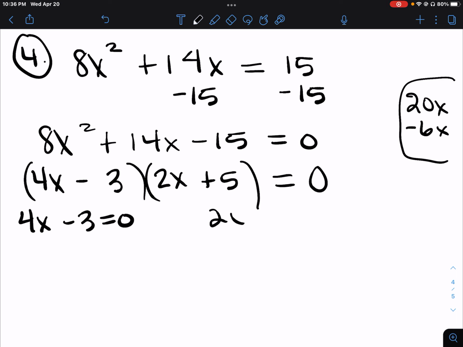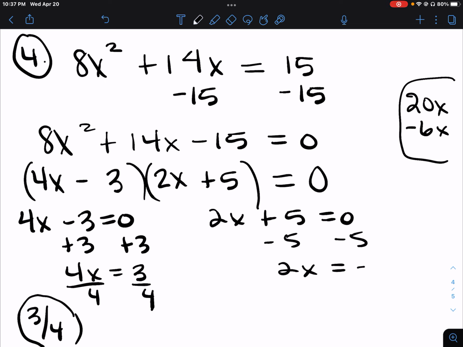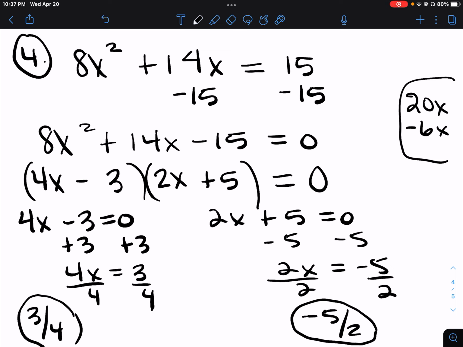Set them both equal to 0. Okay, so we add 3 here. Divide by 4. So we get 3/4. Here we subtract 5. Then we divide by 2. So we get negative 5/2, since those are not nice divisions. The other way is to use the quadratic formula.